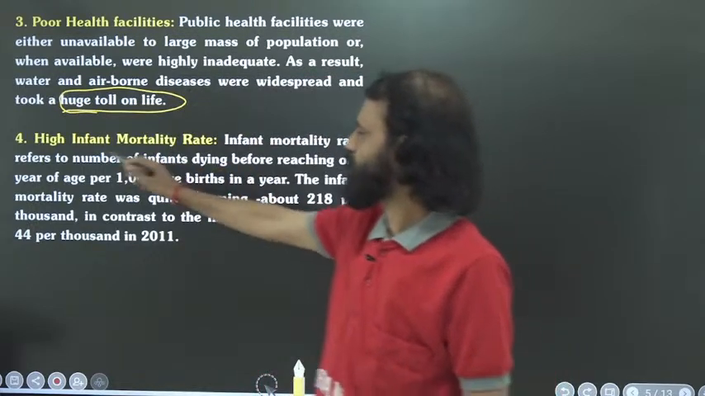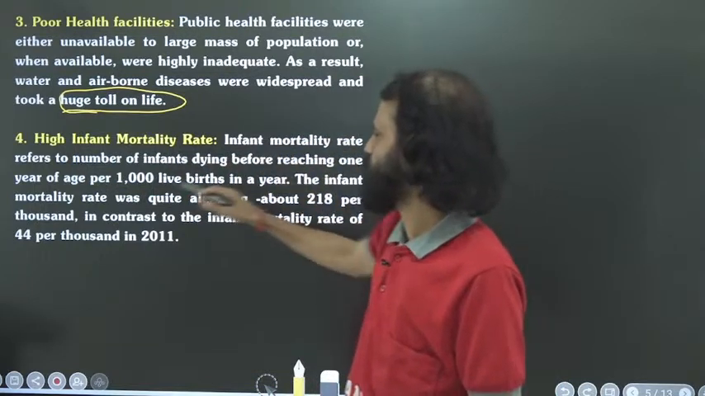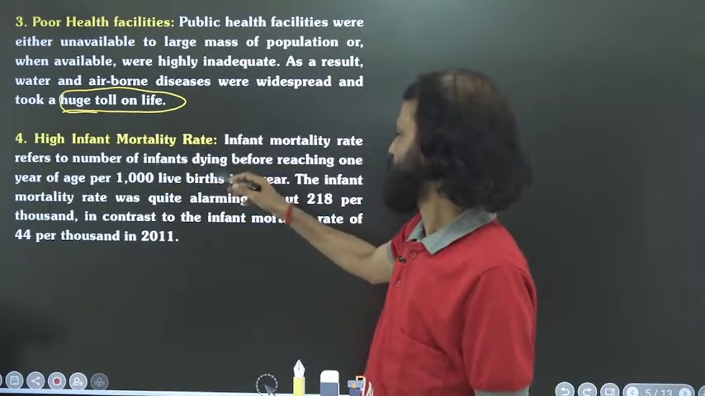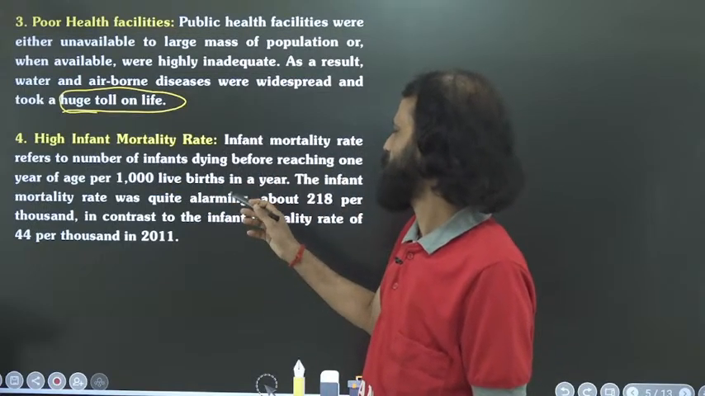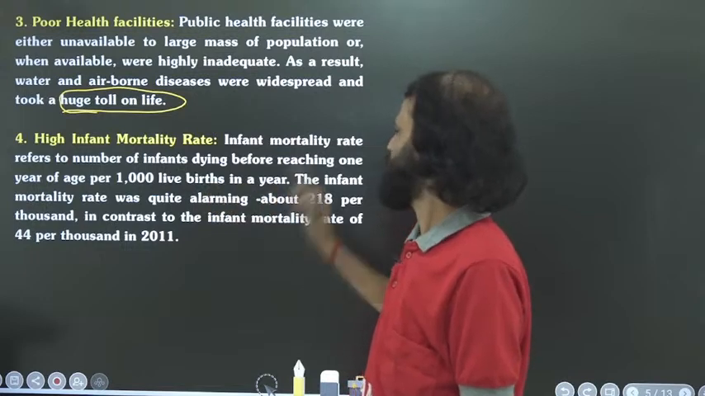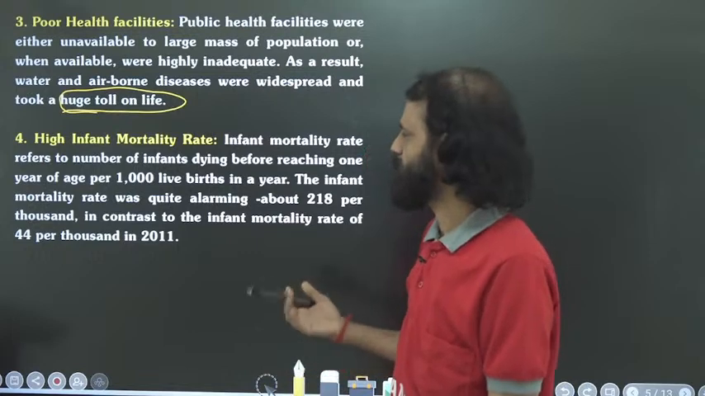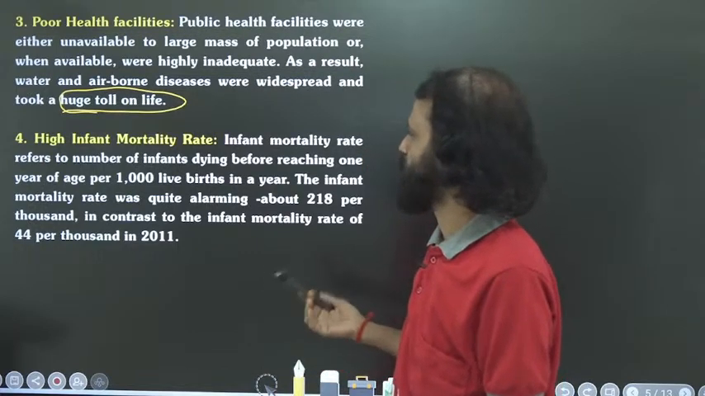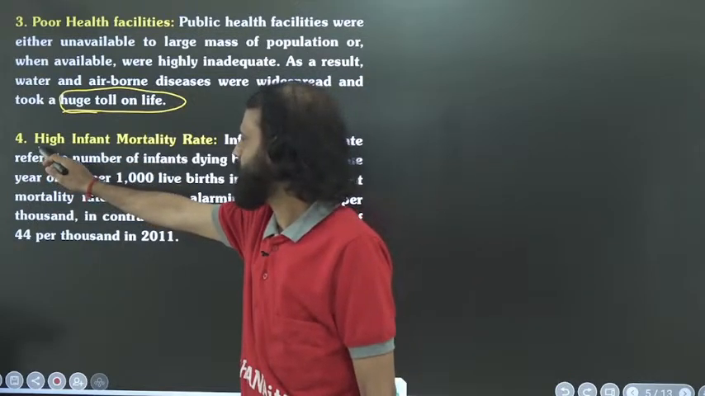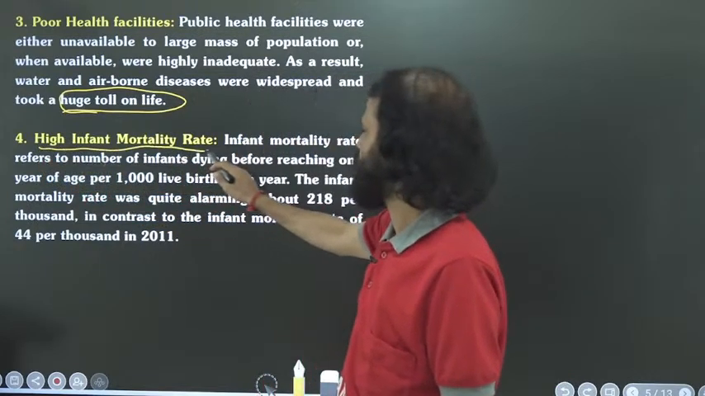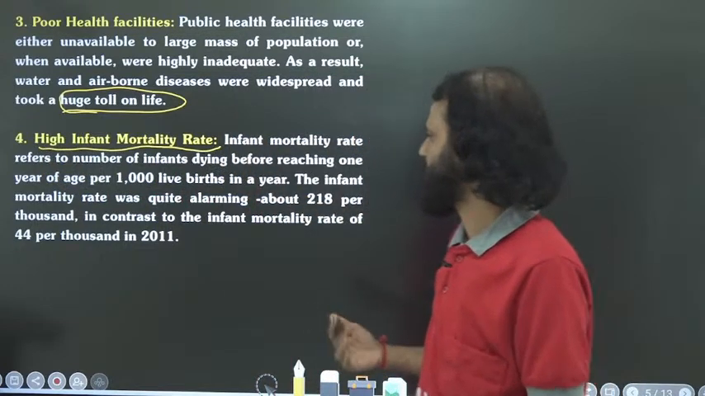Another point we need to remember: high infant mortality rate. Infant mortality rate refers to the number of infants dying before reaching 1 year of age per 1,000 live births in a year. So out of 1,000 live births, how many children died at that time? That was actually a high infant mortality rate. More newborn babies were dying at that time.